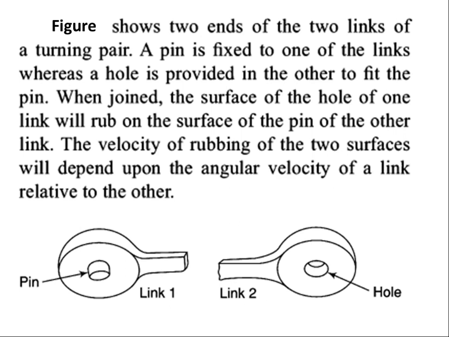Okay, so I'll just explain about this velocity of rubbing. So you can see the figure here. That shows the two ends of the two links which are forming a turning pair. You can see link 1 and link 2. So these two have to be connected, right? Any link you have to connect by a pin, then only it is having the motion. So you can see this pin here inside. You can see the hole here. So they are connected by the pin here. So this forms a turning pair. In this case, a pin is fixed to one of the links, whereas a hole is provided in the other to fit that pin. Okay. So you can see a pin, and this is going to fit in this hole.